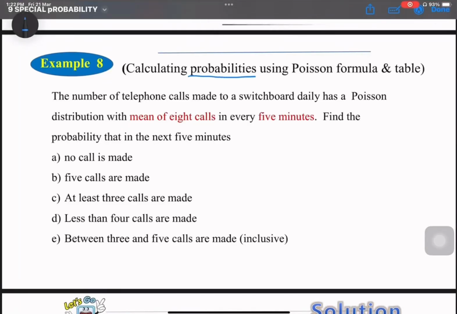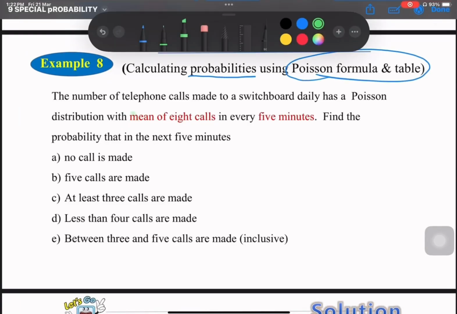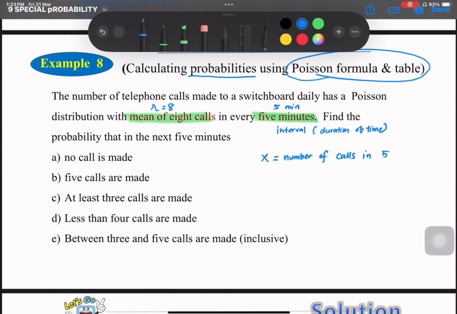So this is how you calculate probabilities using the Poisson formula and table. The question has a mean of 8 calls in every 5 minutes, so it means that 5 minutes is the interval duration of time. Here you can write X as the number of calls in 5 minutes.